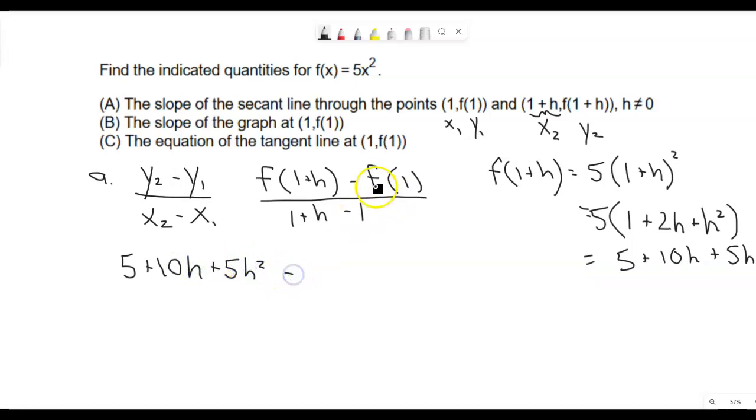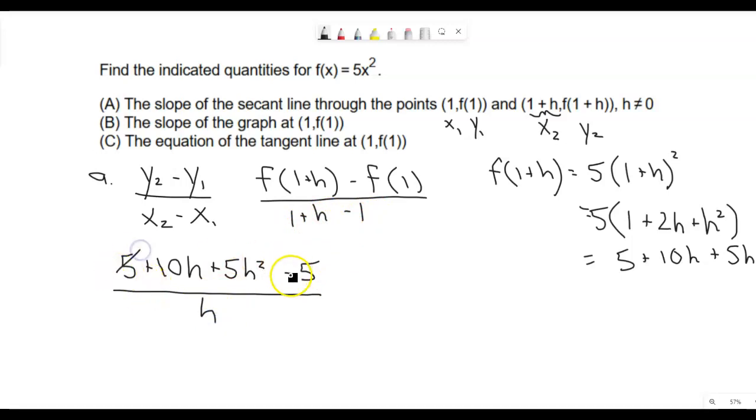And then we're going to subtract the function here with our x replaced with 1. So we can just do the order of operations. 1 squared is 1, 1 times 5 is 5. So that's just going to give us minus 5, all over h, because 1 plus h minus 1 is just h.